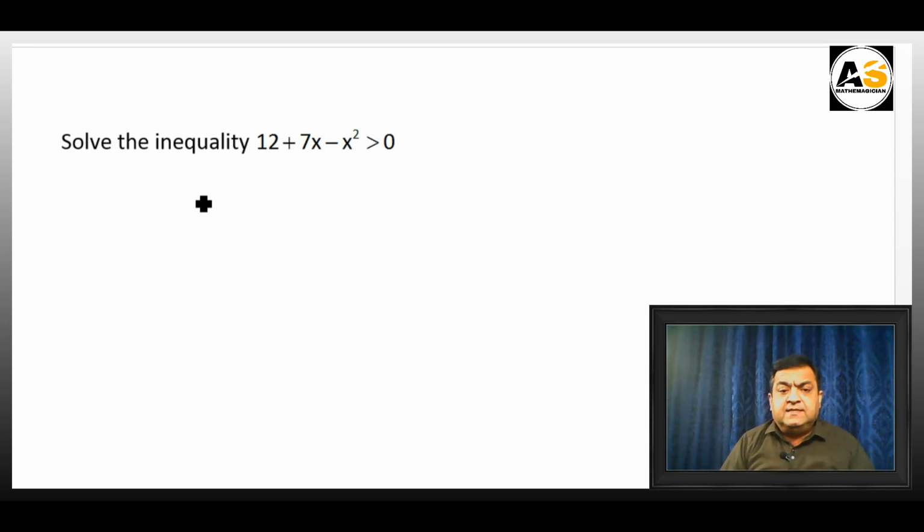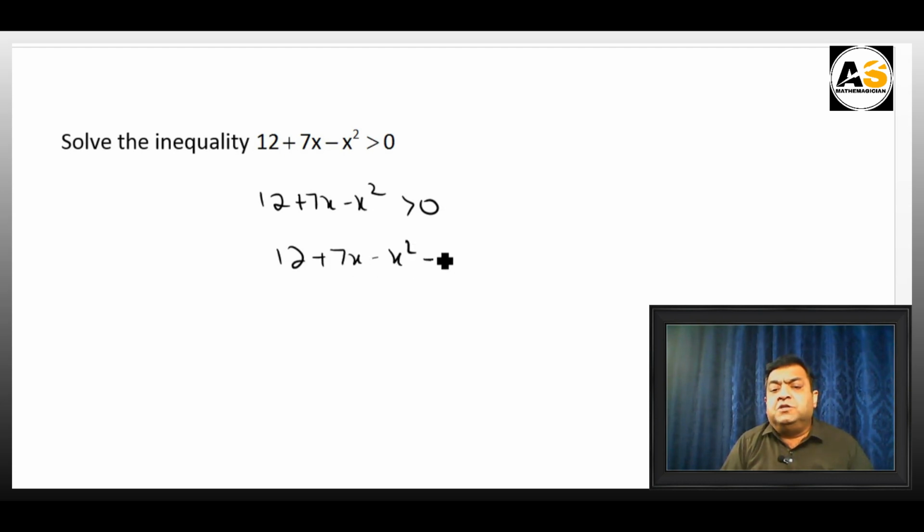Okay, this is 12 plus 7x minus x square is greater than 0. I will again put this equal to 0. For that, I will get this equation: x square minus 7x minus 12. So what will be the factors?